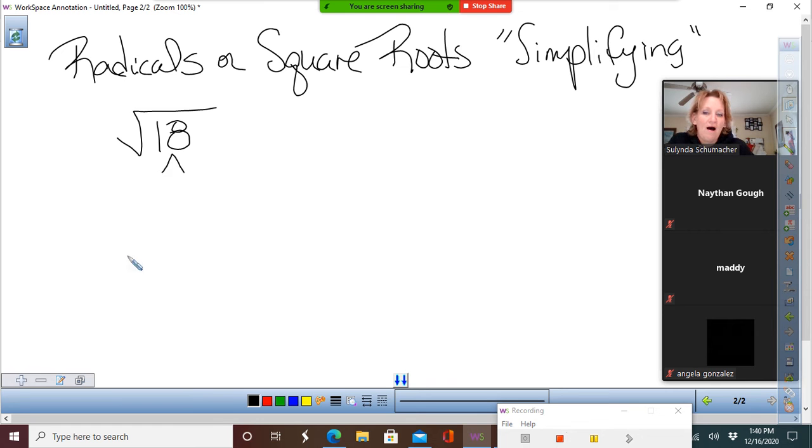If you recall, we broke this 18 down into 9 times 2. And if we break 9 down into 3 and 3, we cross out the 9. Anything that has 2 factors comes out as one group. So since there are 2 3s, they're going to come out as a single 3 to the outside of the radical. And staying at home is 2 because it doesn't have a friend. Does everybody remember doing that?